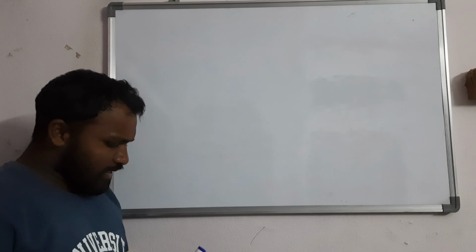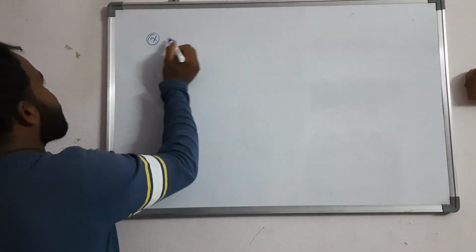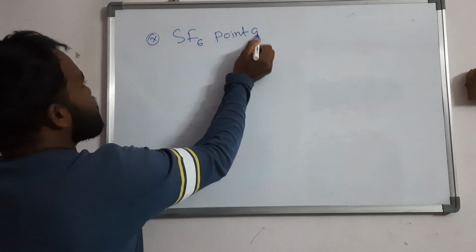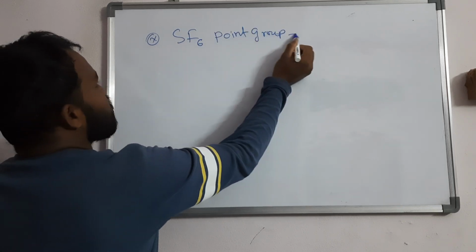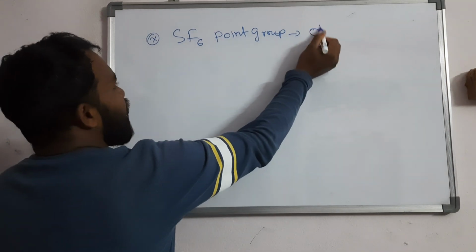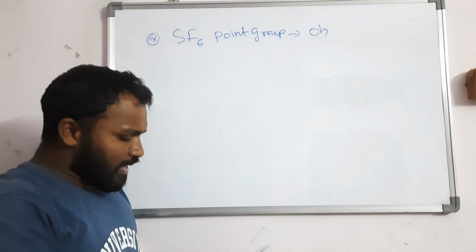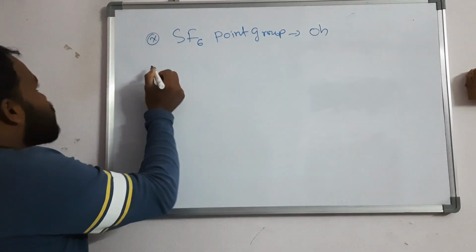From symmetry, what they asked: what is the point group of SF6? It is an octahedral point group.